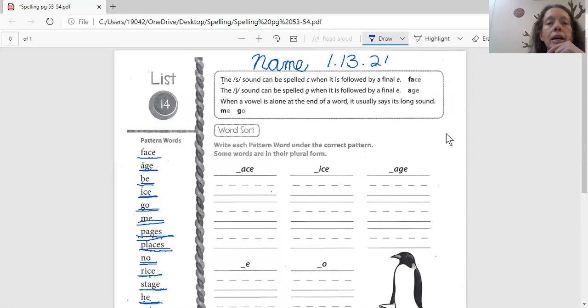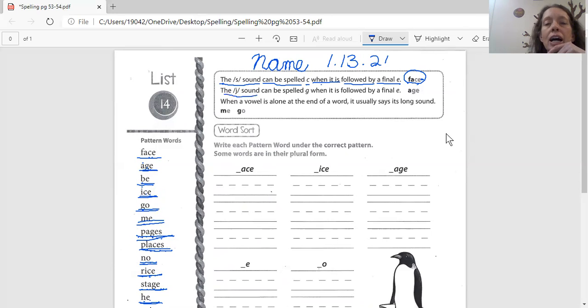Ready? The S sound can be spelled C when it is followed by a final E. Okay, my example here is the word face. I've got a C and it says S when I've got an E on the end, my silent E right there. Okay.